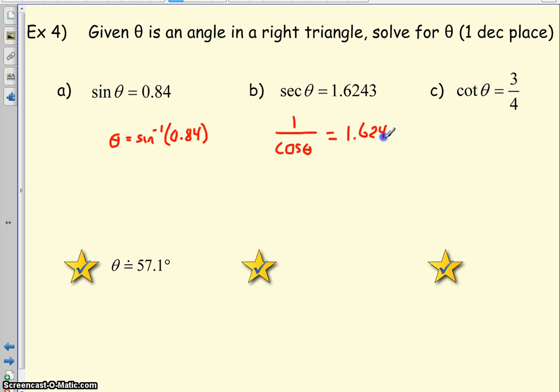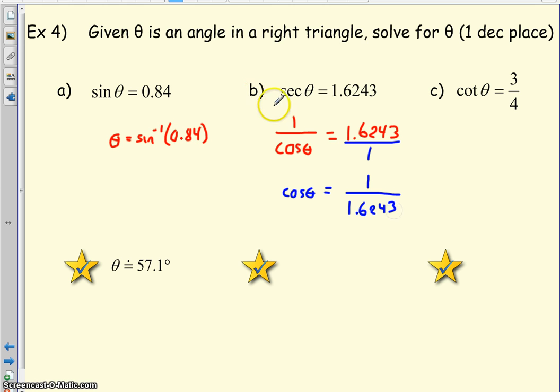Notice I haven't flipped the other side yet because, again, I haven't actually changed anything. Secant theta is equal to 1 over cosine theta. So now if I want to have just cosine theta by itself, say 1 over cosine theta, I can take the reciprocal of this, so I have cosine theta over 1. But if I take the reciprocal of one side of the equation, I take the reciprocal of the other side as well. So this is 1.6243 over 1. So the reciprocal will be 1 over 1.6243.